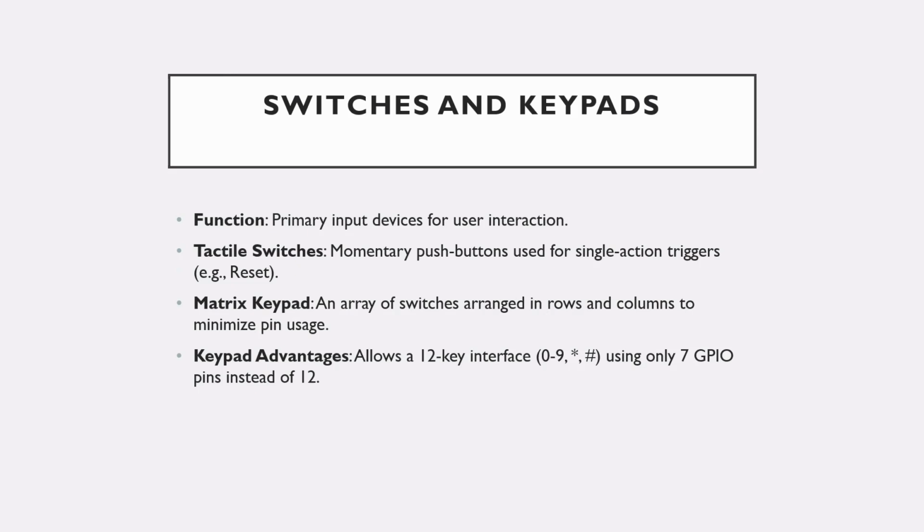Next one is switches and keypads. Switches and keypads are the primary user input devices. Tactile switches are used for simple actions like reset, and matrix keypads allow multiple inputs with fewer pins, making them ideal for the embedded systems. These keypads and switches will make it easy for embedded systems to operate.